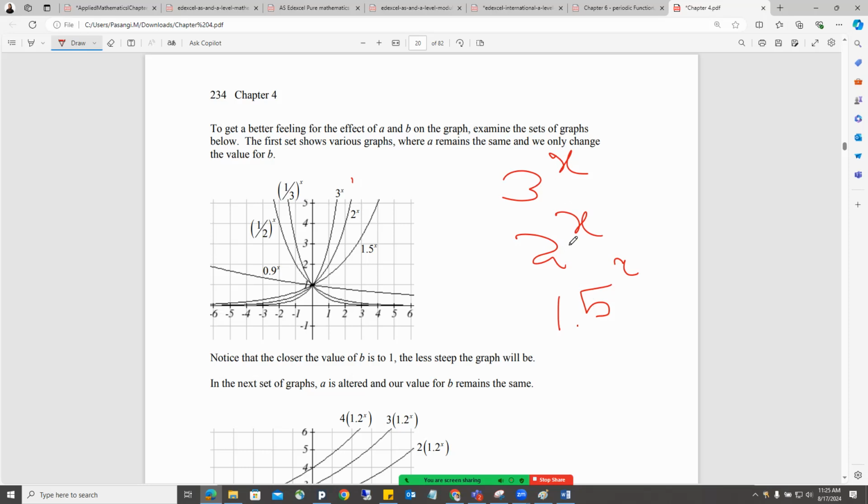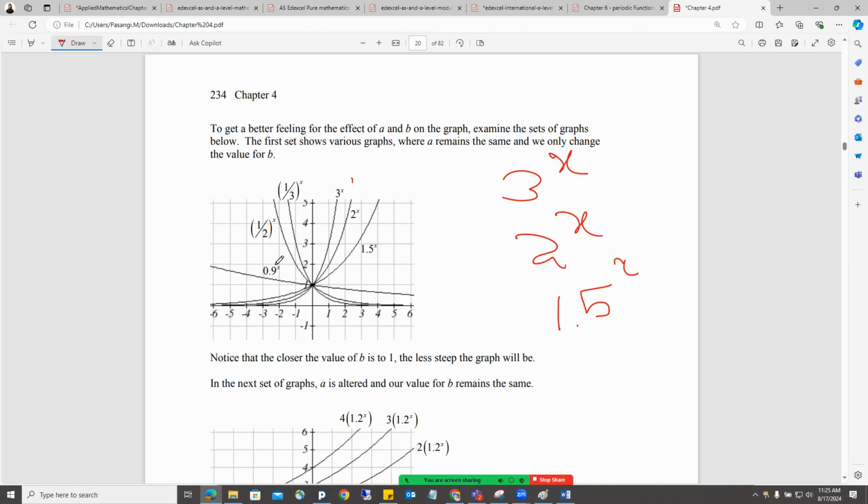The base gets changed. There, x remains the same, only the base changes from 3 to 1.5. For those kinds of graphs, what has happened to the curve? It gets faster. Yes. So here we have 1.5 to the x, here we have 2 to the power of x, here we have 3 to the power of x. Now what has happened to these ones: 1 over 3, 1 over 2 and 0.9?